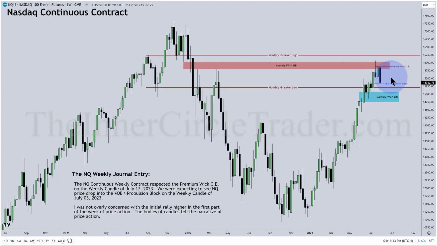So now we have these annotations here: premium, wick, consequent encroachment, and bullish order block, propulsion block. When we drop down to the next time frame, which would be what? Up here in the left-hand corner, what's below the weekly chart? The daily. So we'll have to make sure these two PD arrays are labeled weekly. So this will be a weekly premium, wick, consequent encroachment, and weekly bullish order block, propulsion block.